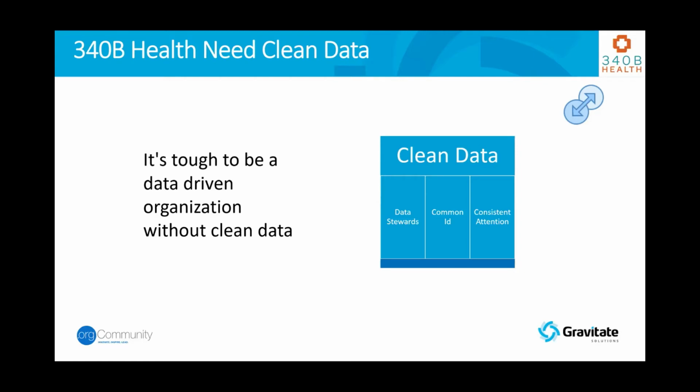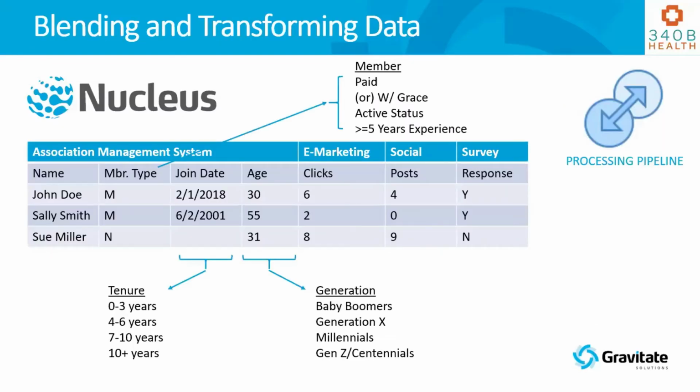So then we had to talk about blending. So we got those systems. Of course, I'm showing an example of 4 here, but it was really 3 systems we were dealing with: the association management system, the email marketing tool, and the social. And this gives you a rather simple example of what data blending looks like.